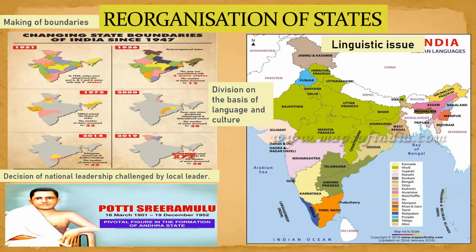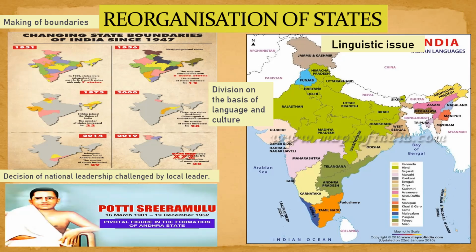On what basis were these changes made? On what basis were the states divided? Division on the basis of language and culture. There was a lot of discussion on this. Gandhiji had said in one of his quotes that the states should have their own languages, and it was not right to impose Hindi as a national language on all the states, on the whole country. So every state should have their own language so that every state can maintain their culture.